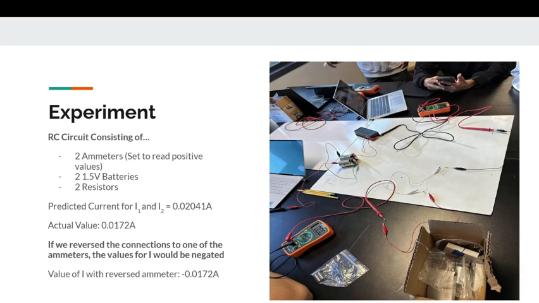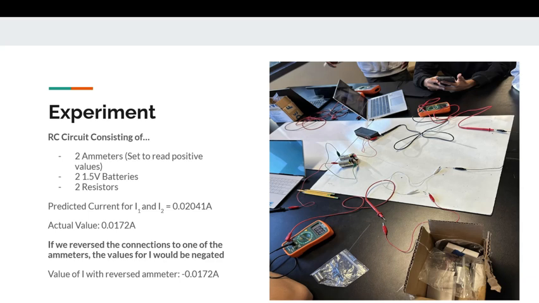For this experiment, we first created a circuit consisting of two ammeters set to read positive values, two 1.5 volt batteries, and two resistors. The predicted current that we had for current 1 and 2 before we started this experiment was 0.02041 amps.